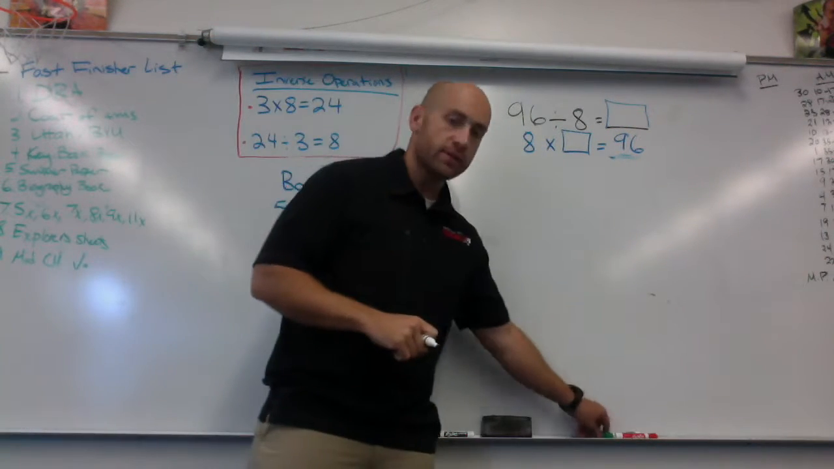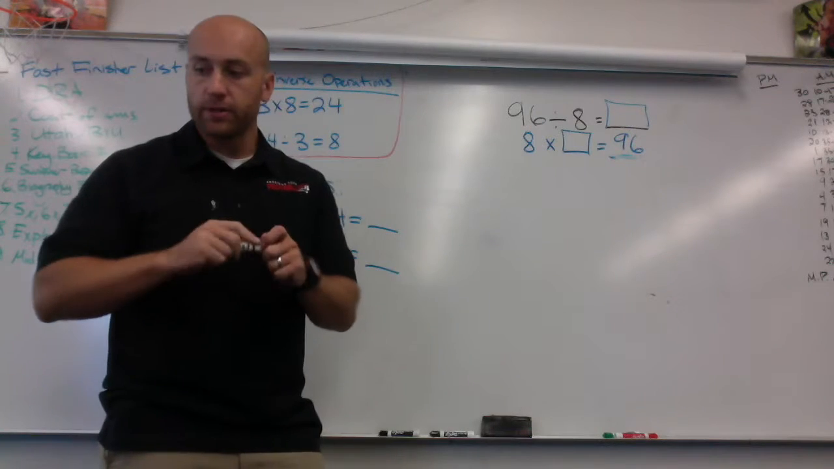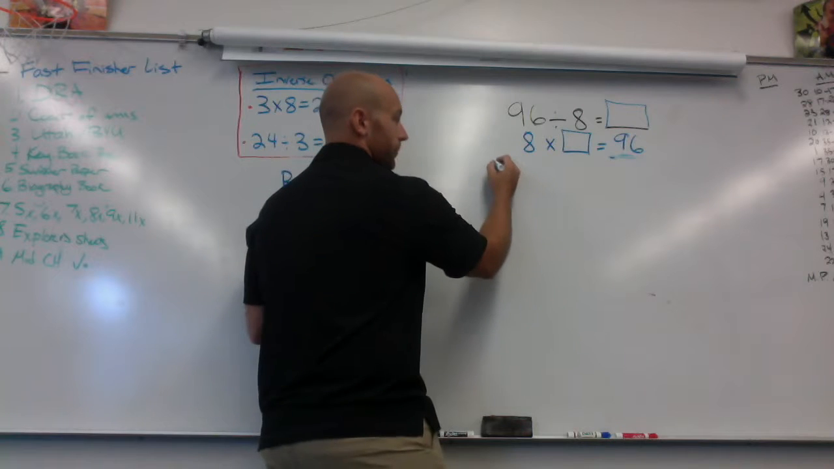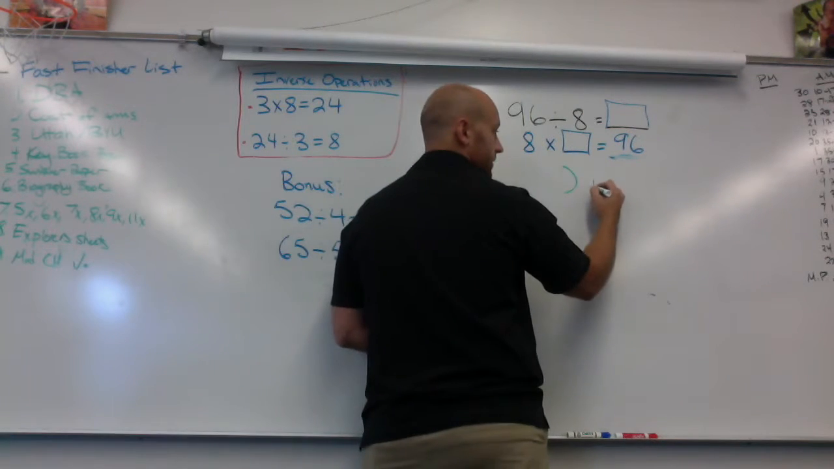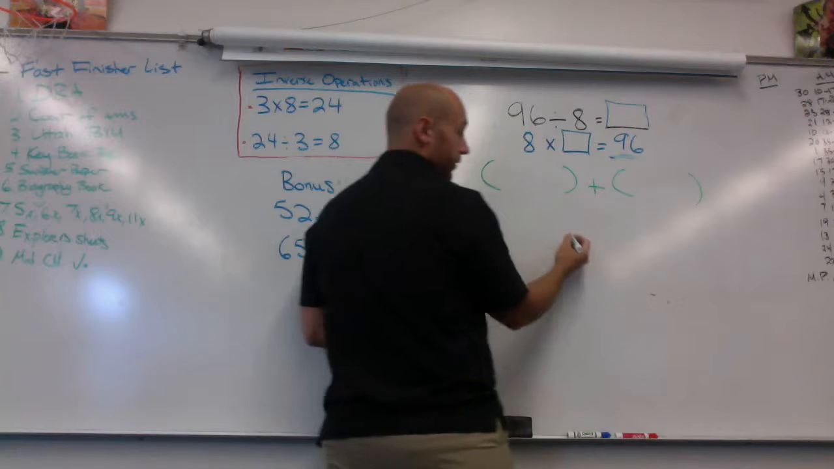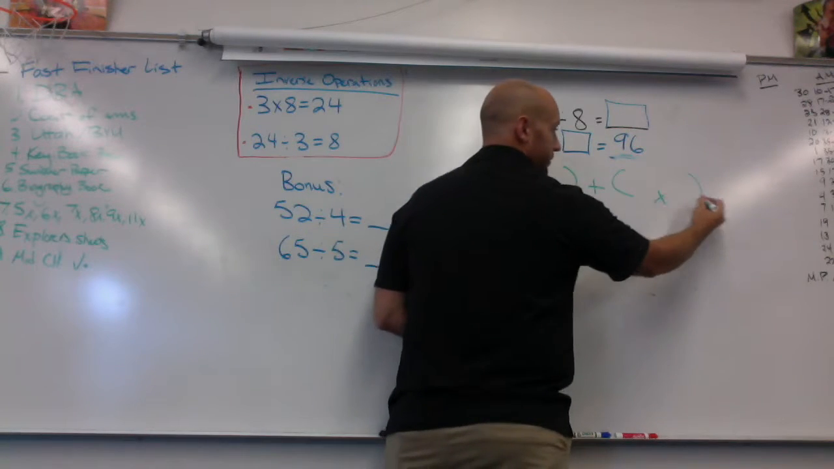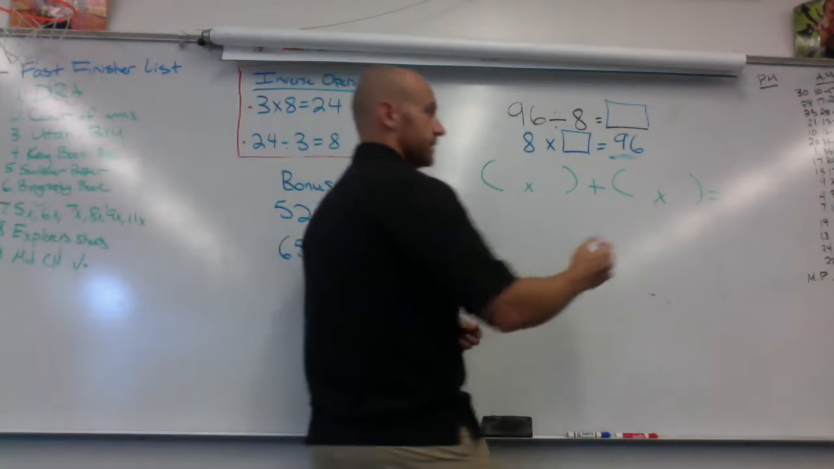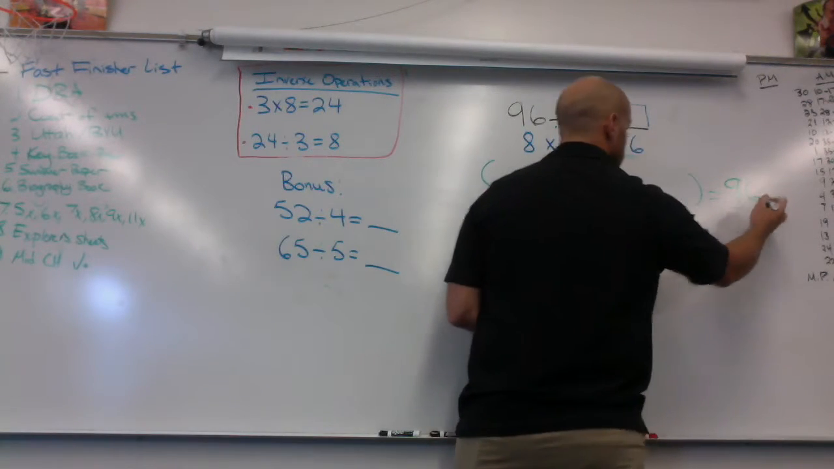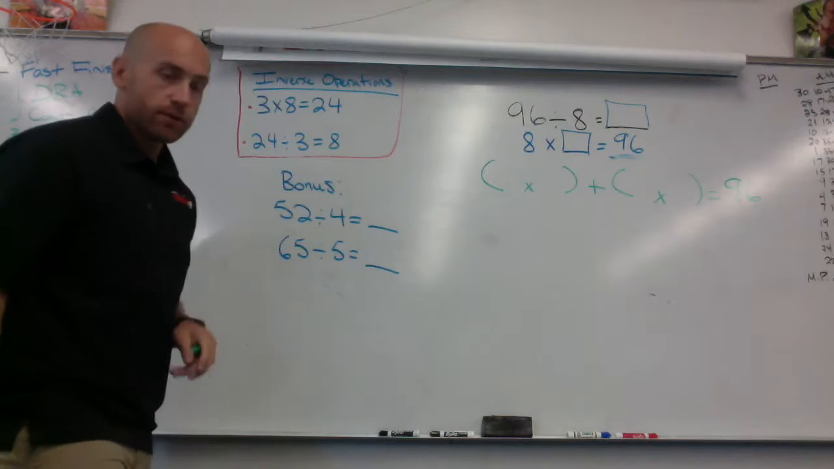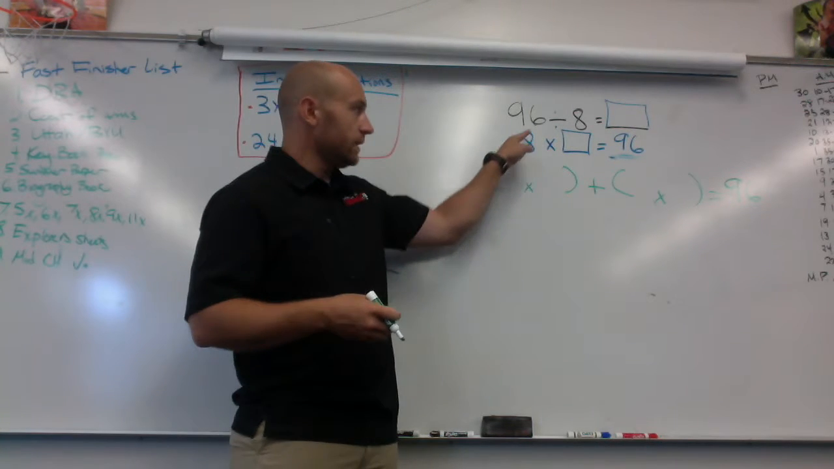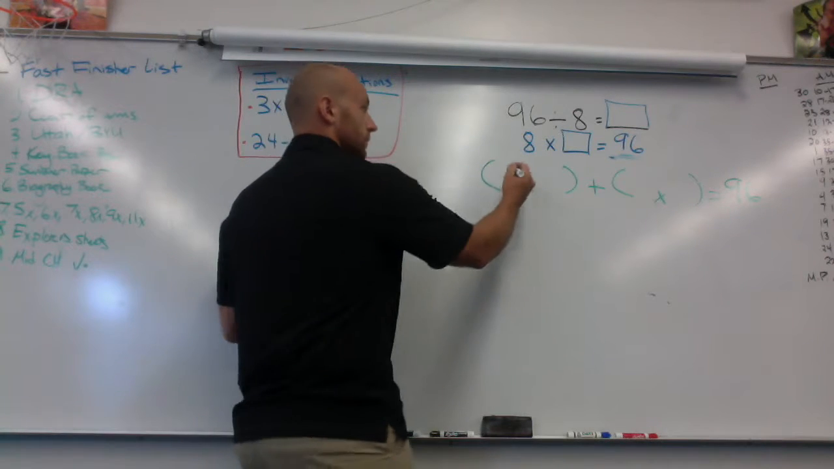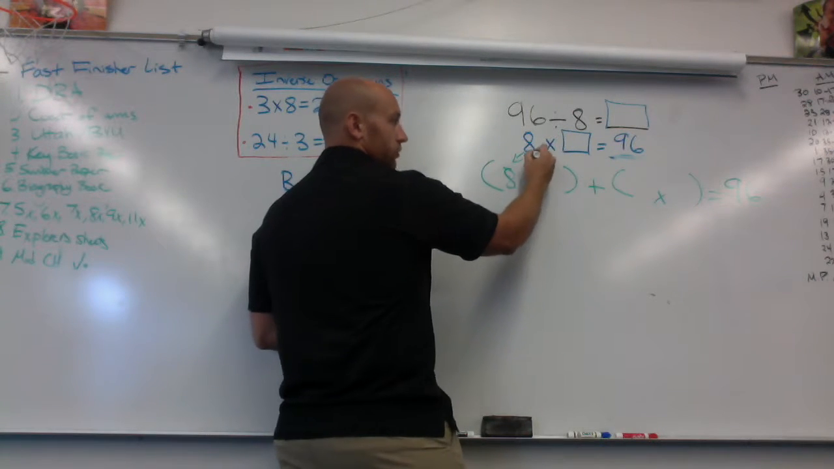So our first step is to set up our distributive property. We're going to put two sets of parentheses that are added together, and we're going to multiply in between those parentheses. And they're going to equal our 96 still. Okay, so with the distributive property, we're going to distribute the 8 to two different numbers. So we don't know what this is, but we're going to take this 8 and distribute it twice.